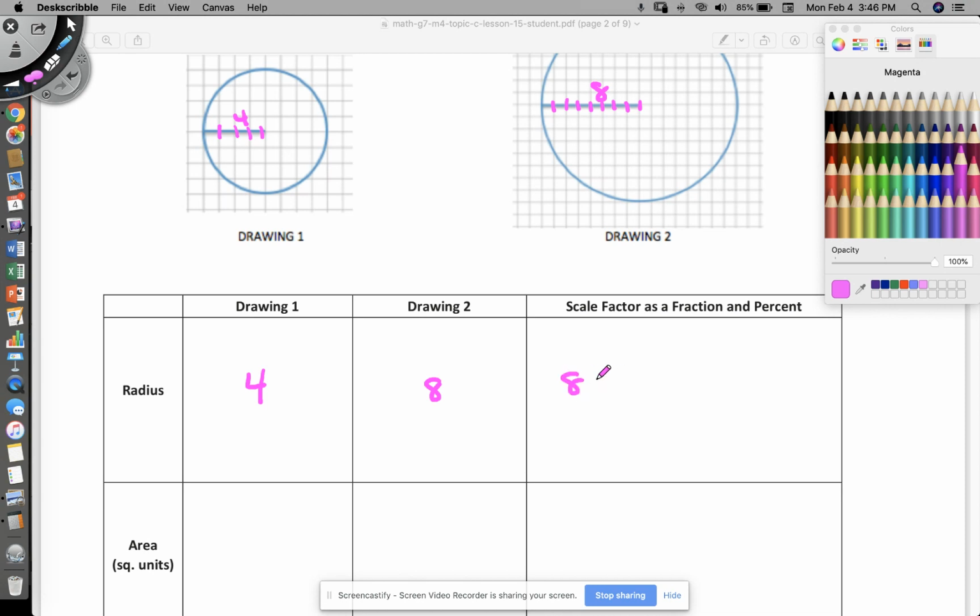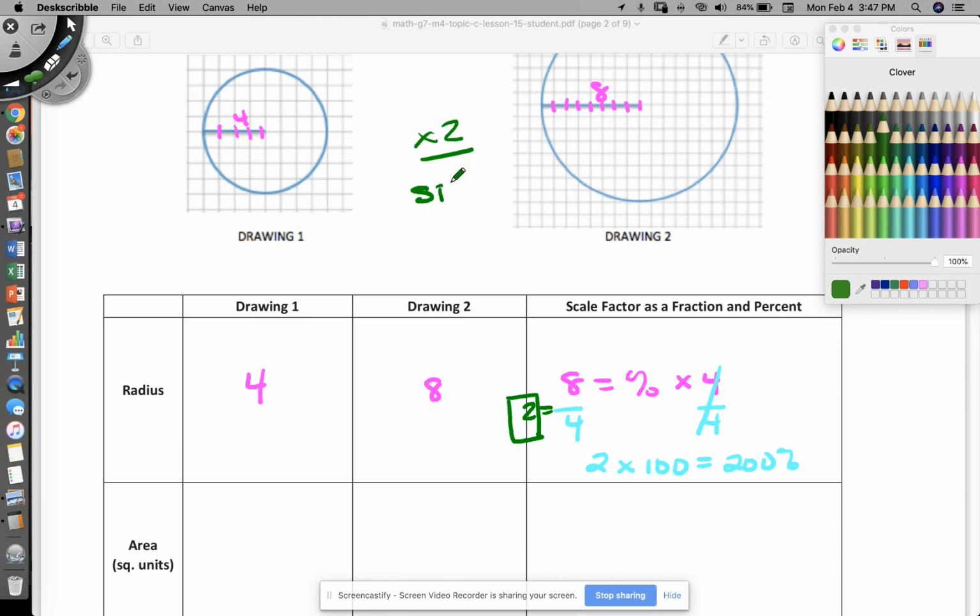Let's find the percent. 8 equals the percent times 4. Okay, we're going to divide out that 4. Those cancel. 4 goes into 8 2 times. Multiply that by 100 to get the percent. And we have 200%. But before I walk away, this answer here of 2, that's my scale factor. That means we had this drawing, and this one is 2 times bigger. So basically what happened to the 4 for it to become an 8? We got 2 times bigger. That's my scale factor. Okay, now let's do the area.